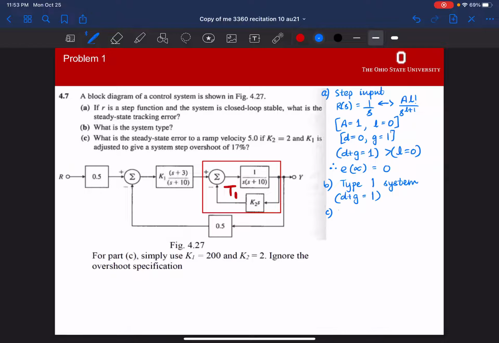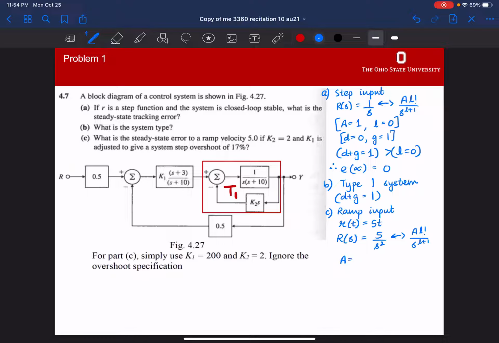And now finally in part C, we are now looking at a different input. We are looking at a ramp input, which can be written down in the time domain as 5t. And if you were to transfer that into the Laplace domain, or the S domain, we would have 5 divided by s squared, right? So for this particular input, if you were to compare this with a standard input format, that's what we have.